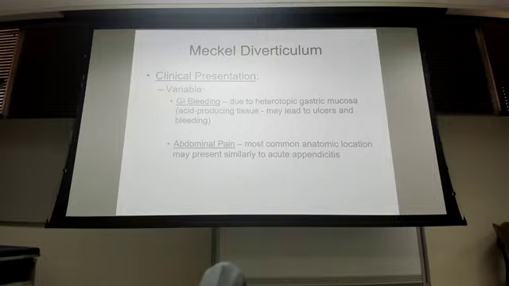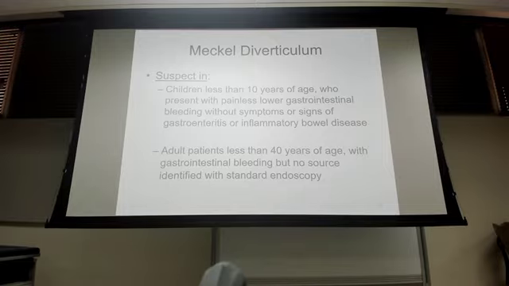The big two are there, the GI bleed and the abdominal pain. Usually, if they're under 2, it's going to be parents telling you what's going on. Suspect it in children less than 10 who present with a painless lower GI bleed without signs and symptoms of gastroenteritis or inflammatory bowel disease. So it's a congenital abnormality.